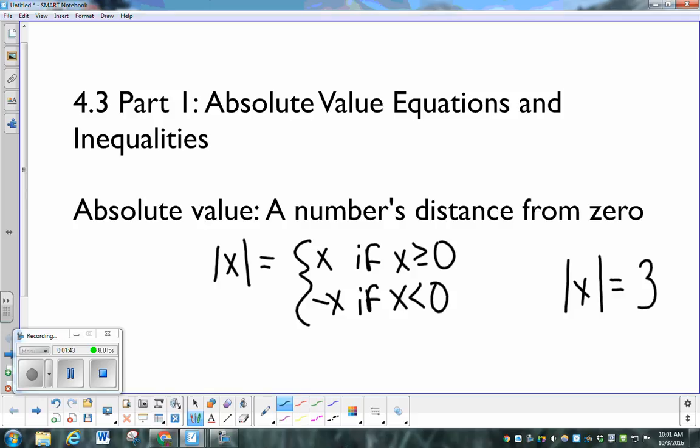I was going to ask you a question. What's the only number right here that would not make it have two solutions? There'd only be one. 0, right? Because the absolute value of 0 would have to be 0, yeah?